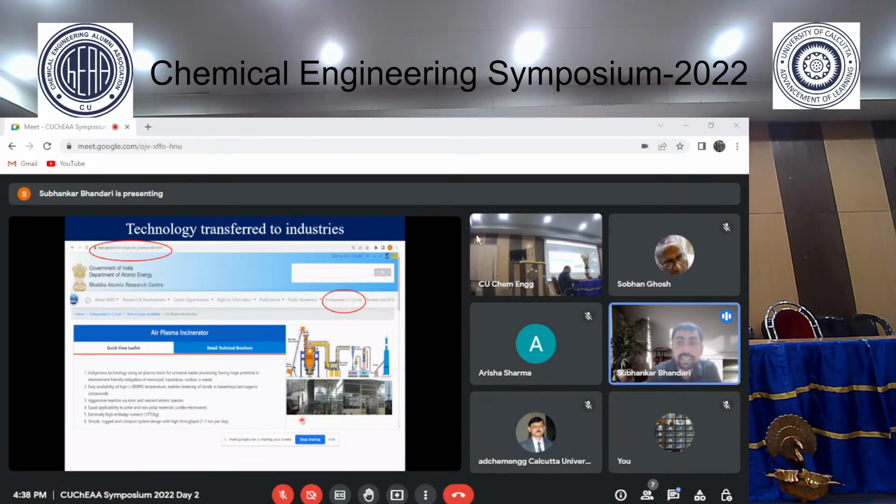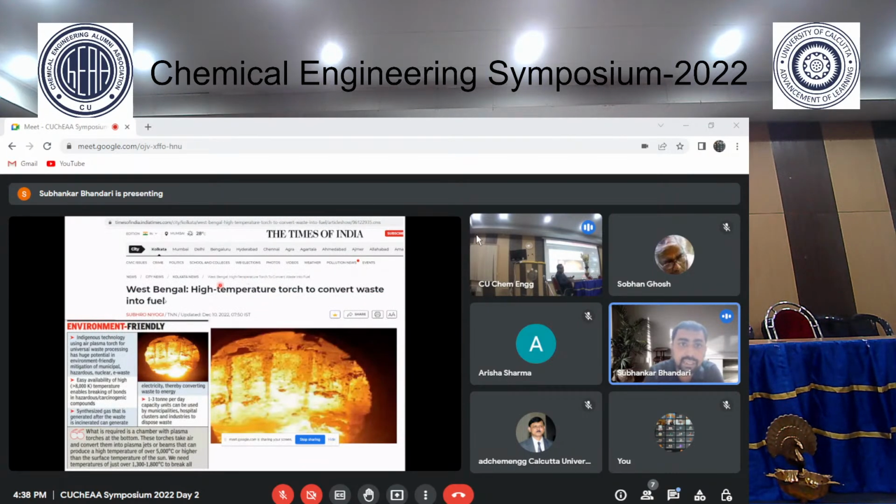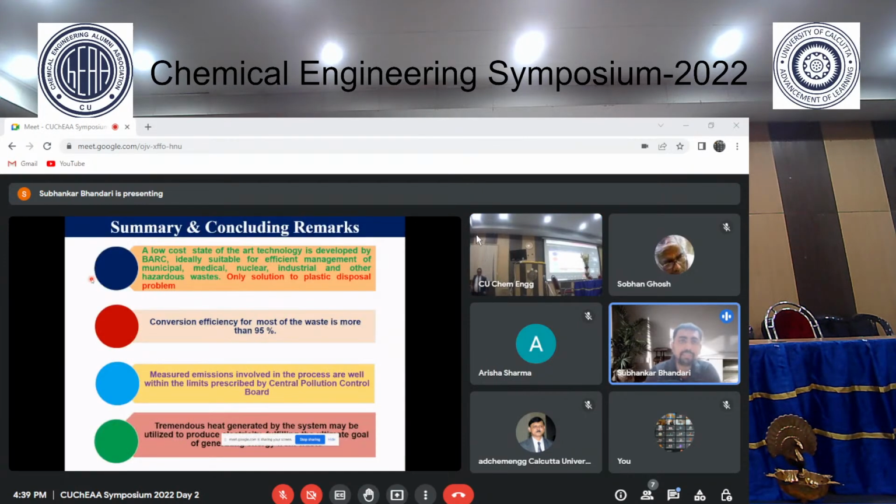This technology has been transferred to 7 industries to date. Here you can find the details of this technology on this website. And if anybody is interested in taking this technology, you can approach our TDCD division through this website. And recently, we transferred this technology to a Kolkata-based company just 15 days back, and it was published in the Times of India. So let me summarize the highlight points.